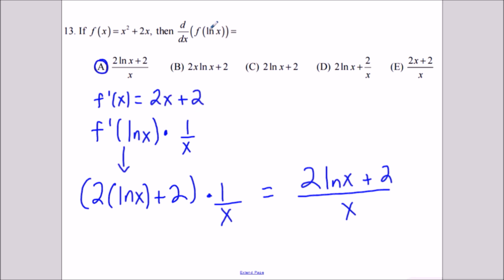So for this example here, you need to know the composition definition of the chain rule, and then you need to be able to compose the function with the derivative f prime here to get this correct.